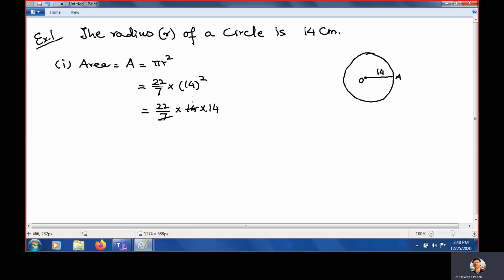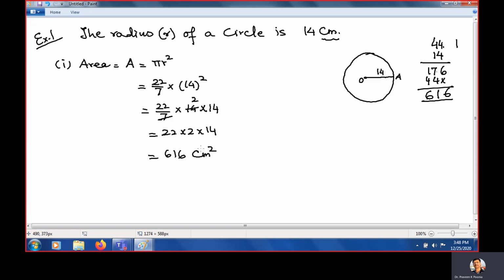Clear? If you simplify this, 14 divided by 7 is 2. So how much is it? 22 times 2 into 14. Now we need to multiply. 22 times 2 is 44. So multiply 44 by 14. 4 times 4 is 16, 1 carry. 4 times 4 is 16 and 1, 17. 1 times 4, this is cross, 1 times 4 and 1 times 4. So 6, 7, 4, 11, 1 carry. 4 plus 1, 5 and 1, 6. So the area is 616, and the unit was centimeter, so the unit of area is centimeter square. 616 is the answer.